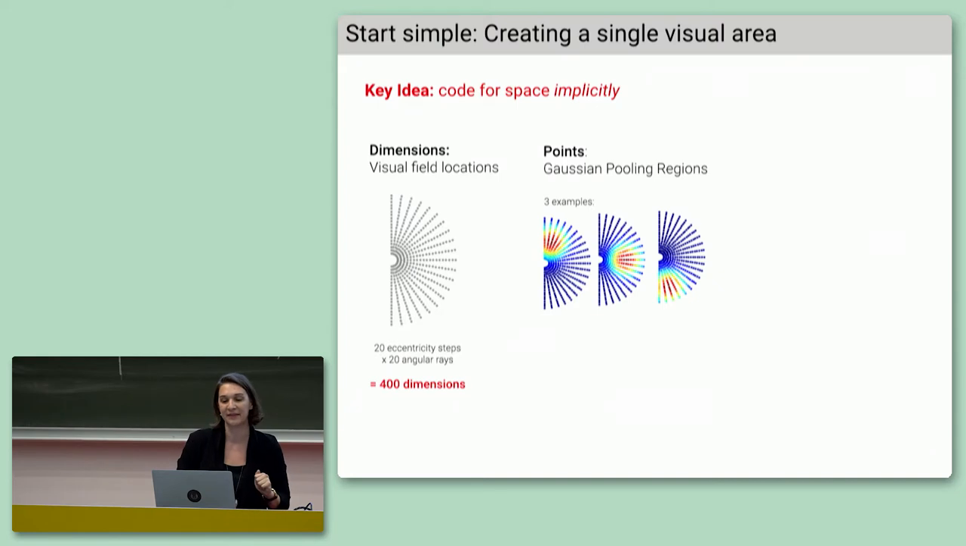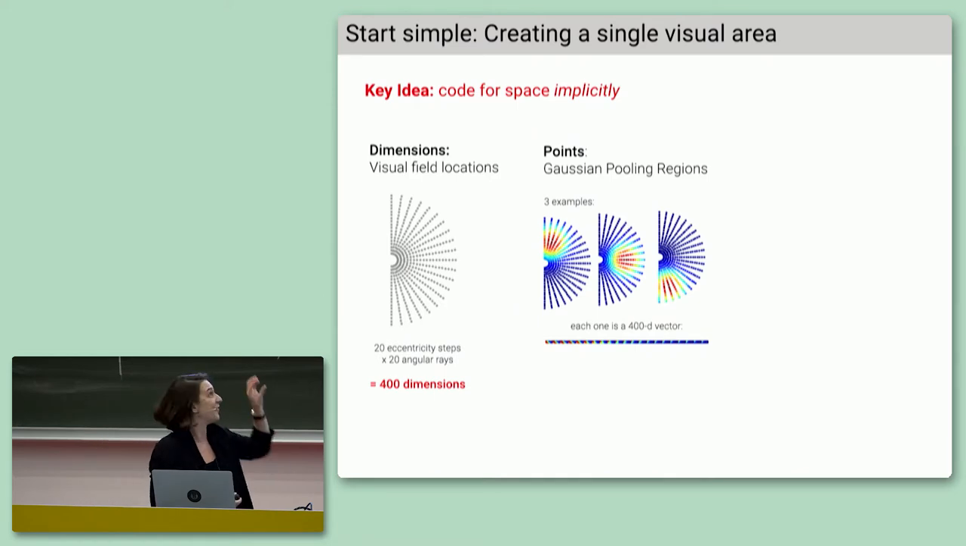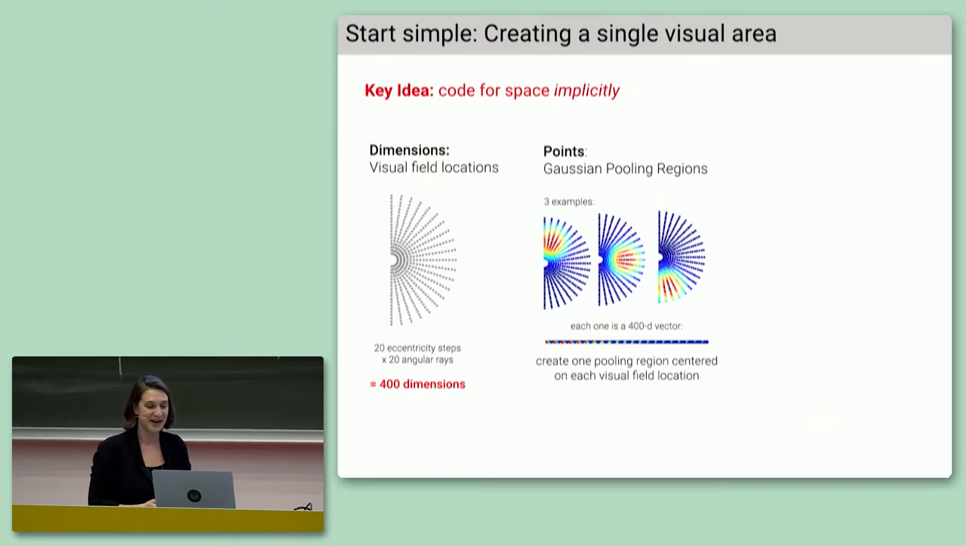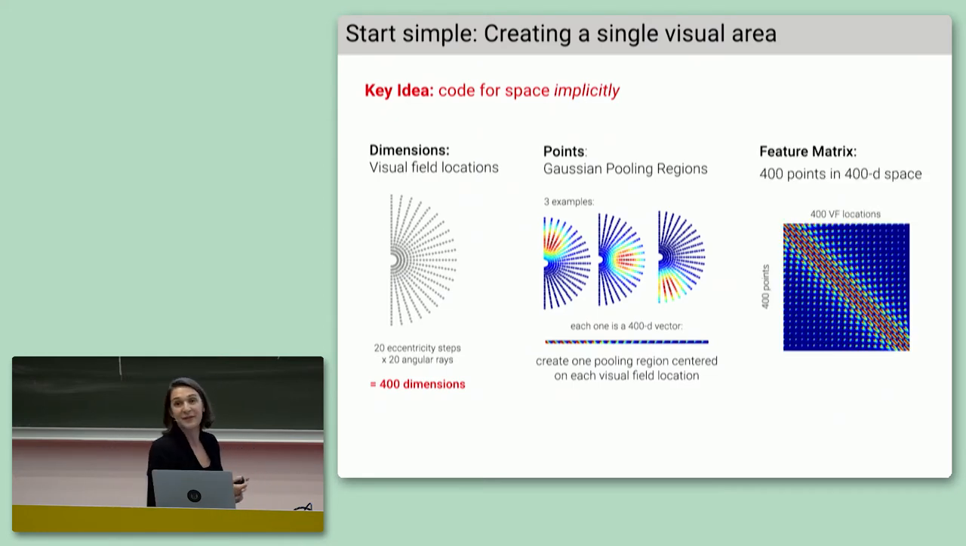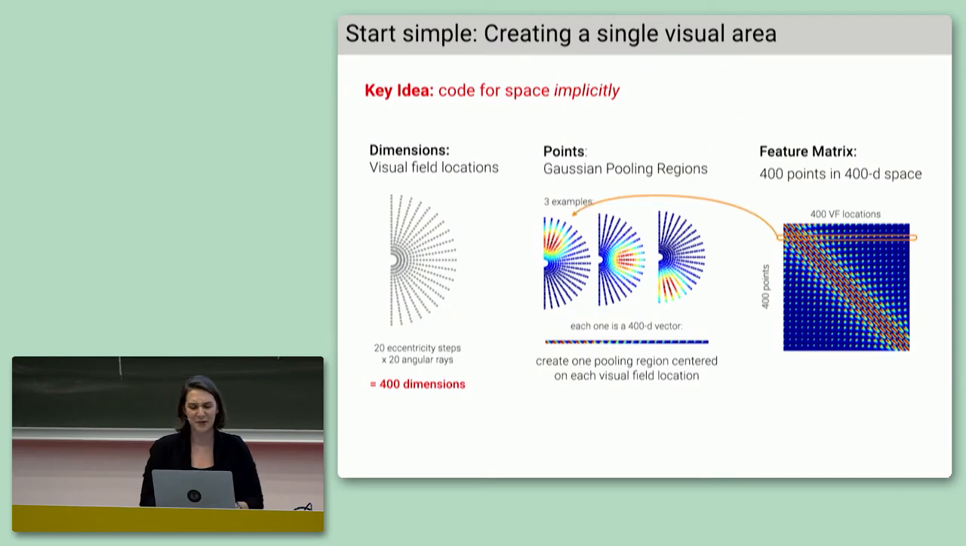And the samples in this 400-dimensional space are going to be Gaussian pooling regions. So for instance, this is one that's got high weights on some of the dimensions and low weights on others. So you can just take this and sort of string it out, and that's a 400-dimensional vector in a 400-dimensional space. And if I make pooling regions at different locations, you can see how there's a bunch of different vectors we're making. And so a feature matrix would be, say, 400 points centered in the 400-dimensional space. With me so far? It's the end of the day. Just roll with it. It'll be fine. Okay. So each row corresponds to a sample.